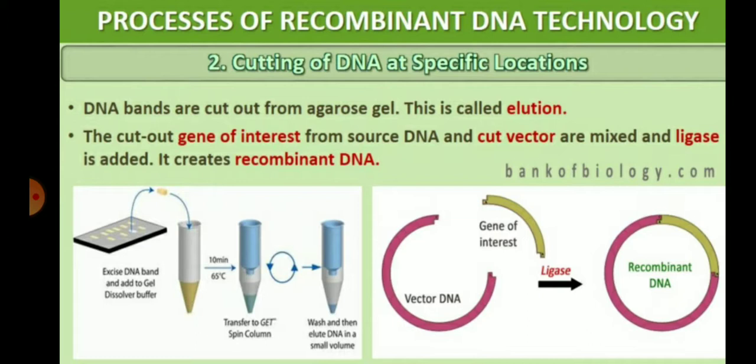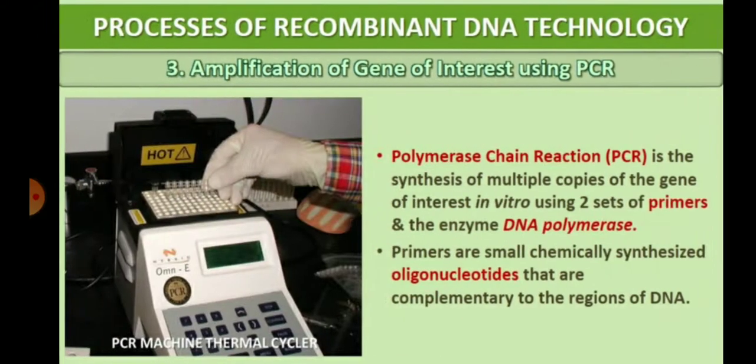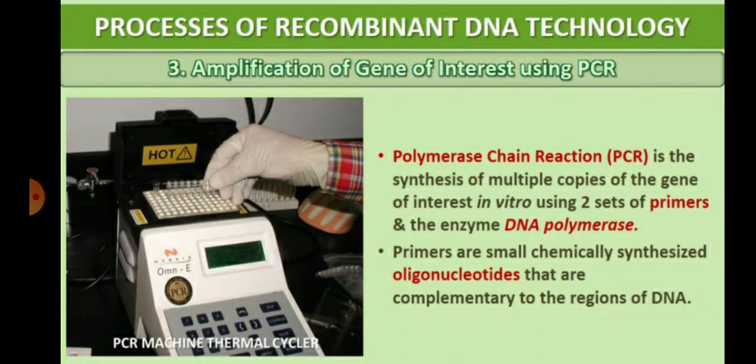And after the elution process, the cut out gene of interest from the source DNA and the cut vector are mixed. And then ligase is added, because the ligase enzyme is used for the joining process and it creates the recombinant DNA. You can see in this picture the recombinant DNA, children. So after that, the third process is the amplification of the gene of interest using PCR.